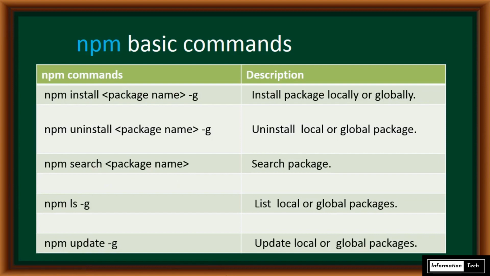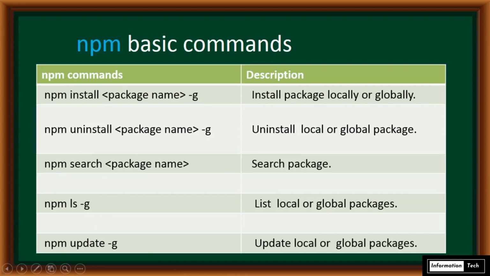If you want to list a local or global package or packages, you type in the npm command followed by ls for list. If it's a global package, you include -g. If it's local, you don't need to include the -g.